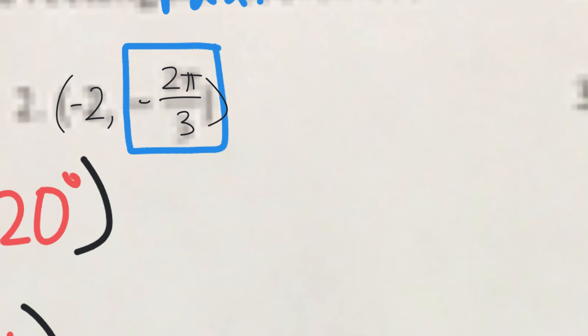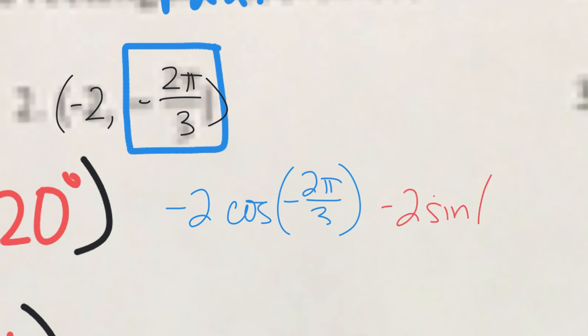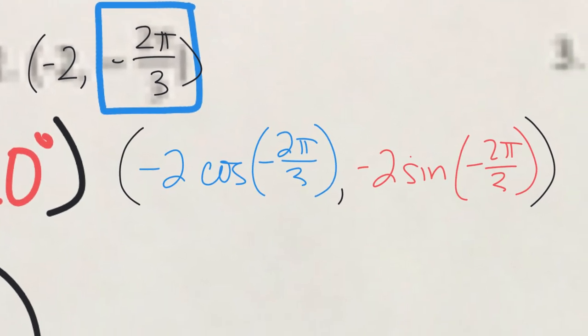Okay, so we should have an x coordinate of negative 2 times the cosine of negative 2 pi over 3. And we should have a y coordinate of negative 2 times the sine at negative 2 pi over 3. So these go right into your calculator. Or if you want to do it exact, you'd find the cosine value fraction at negative 2 pi over 3, which I believe is negative 1/2. And then the sine is going to be negative root 3 over 2. Okay, but we're just going to use our calculator and see what it gives us.